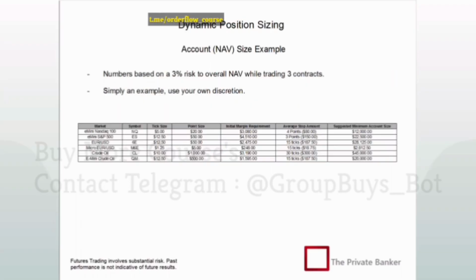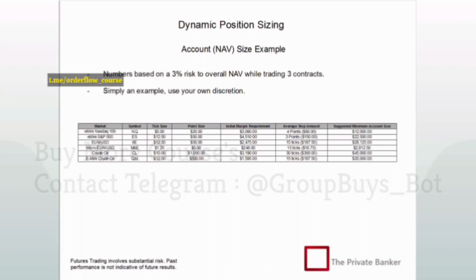So here's just an example of looking at an account size, and determining, based on risking 3% of your overall NAV while trading 3 contracts. This is simply an example. Use this at your own discretion, but this just gives you a suggested account size that you should be operating with based upon those risk parameters. And again, 3% risk, and it's really just average risk per market. Some of these may not be quite up to date, but that's the thinking here.